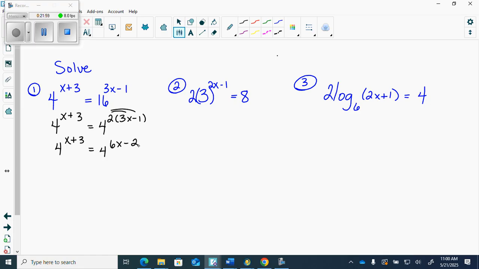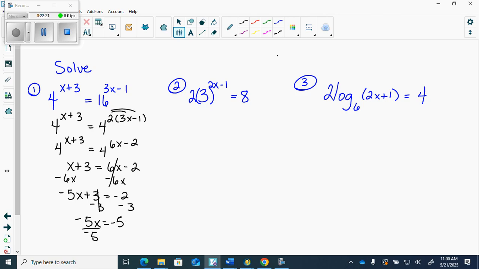Same base. So if these bases are the same, that means the exponents are the same. So x plus 3 equals 6x minus 2. Get our x's together. Pick one and move it. Could have moved the x over that way, it doesn't matter. We get negative 5x plus 3 equals negative 2. Subtract 3. Negative 5x equals negative 5. X equals 1.